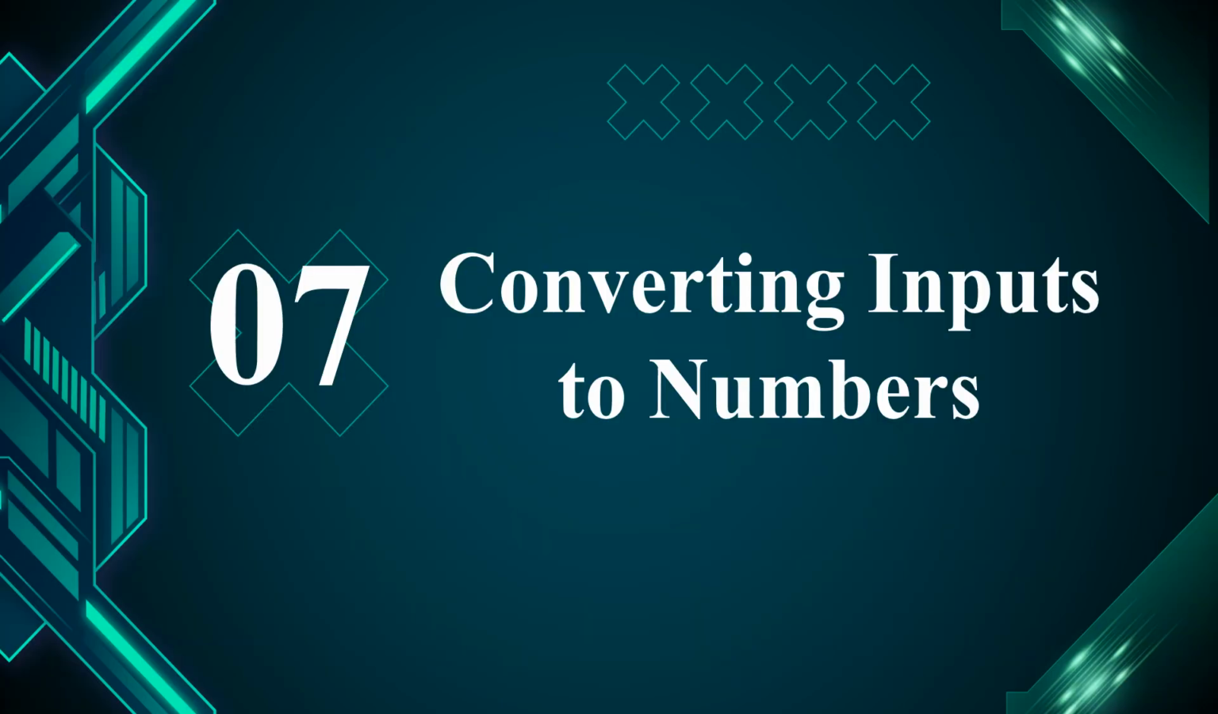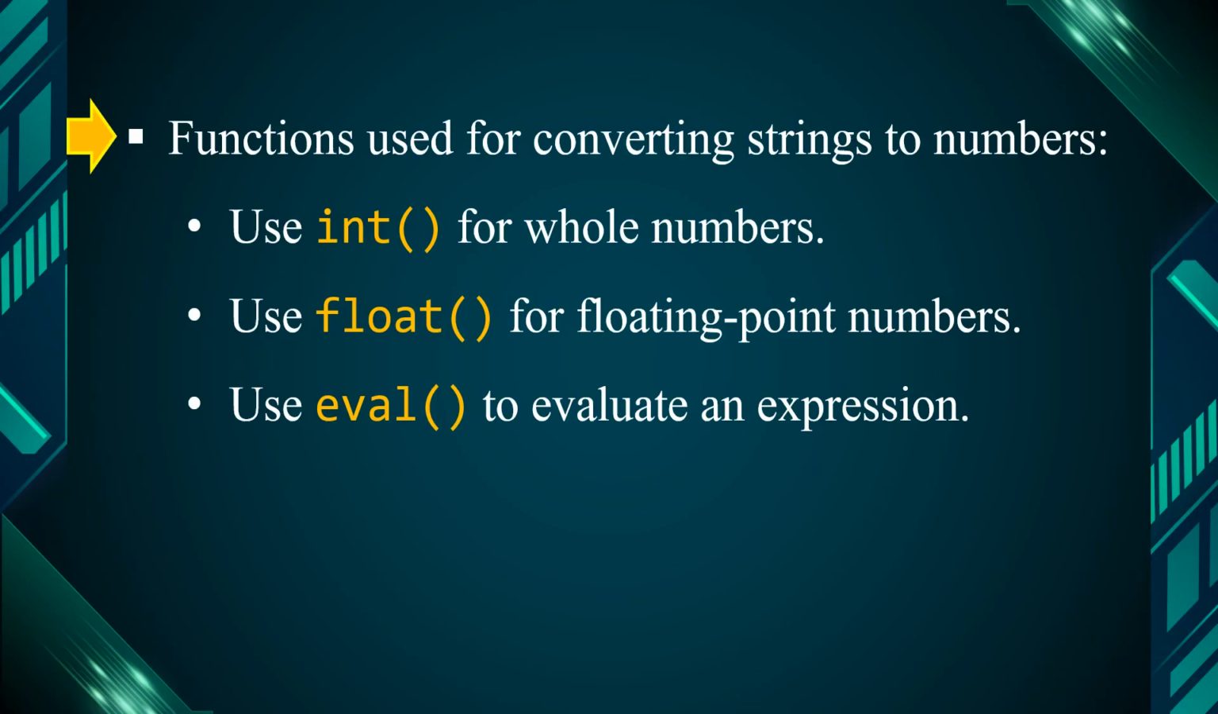By default, the input function treats all input as strings. To perform calculations, you need to convert the input to a number. Python provides several functions for this. int is used to convert input into an integer. float is perfect for working with floating point numbers. eval is a powerful function that evaluates the input as an expression. We can also use it to convert a string to a number, which can be a float or integer.